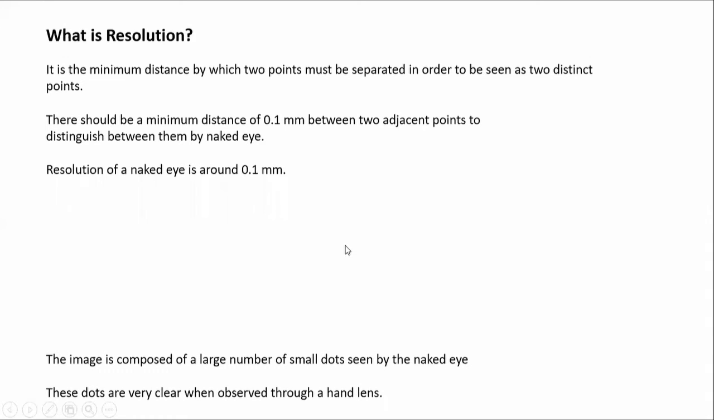So there should be a minimum distance of 0.1 millimeters between two adjacent points to distinguish between them by the naked eye. All right, resolution of the naked eye is around 0.1 millimeters.